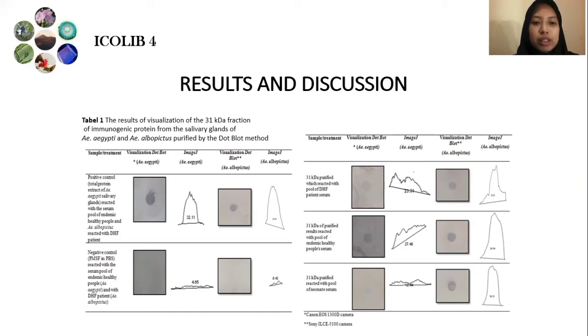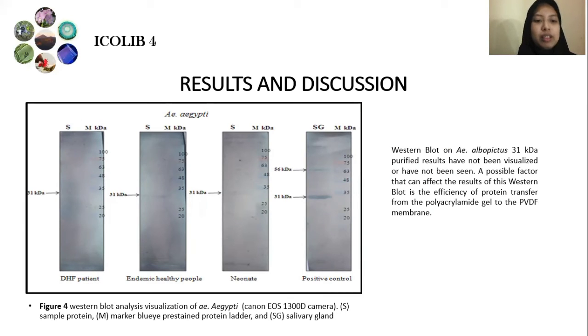This is the visualization of the dot blot result. It can be seen that the purified 31 kilodalton proteins of Aedes aegypti and Aedes albopictus have the highest density when reacted with the serum pool of endemic healthy people, with Aedes aegypti at 27.48% and Aedes albopictus at 28.54%. In the Western blot result, Aedes aegypti shows a positive result for all sera, but in Aedes albopictus the band has not been visualized.